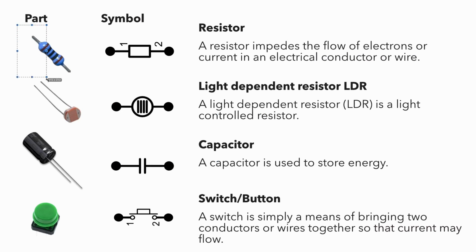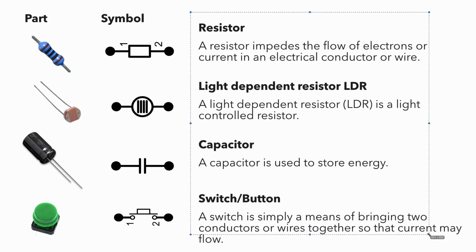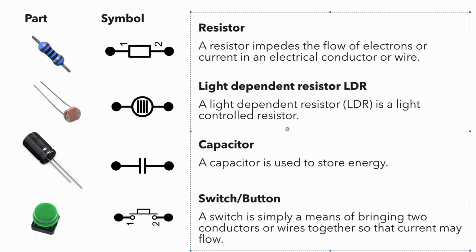So on the left hand side we've got the part itself, so you know what it looks like. And on the right hand side we've got the symbol that's used to represent it on a thing called a circuit diagram. And then lastly is a description of what the part does.